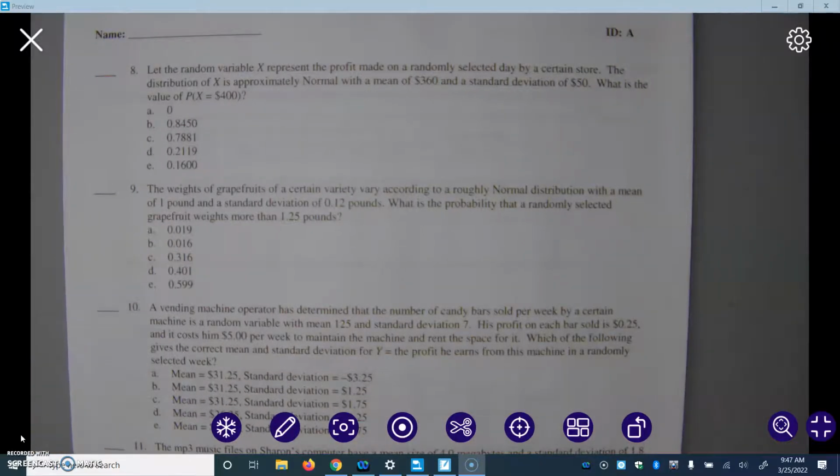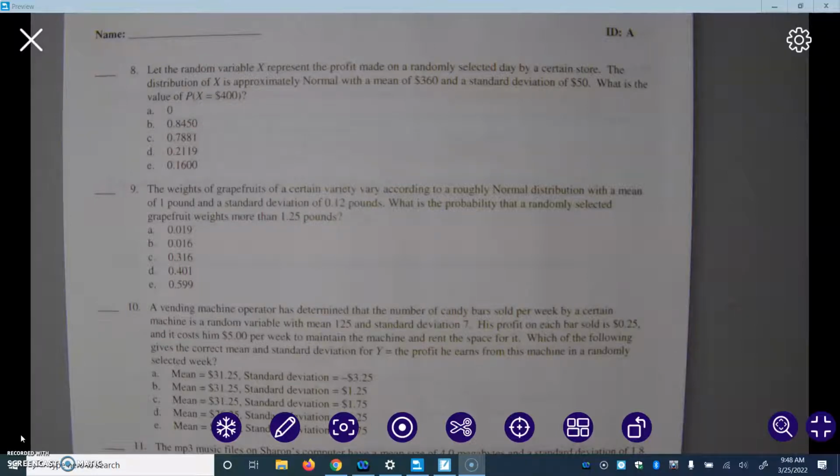Question 8. Let the random variable X represent the profit made on a randomly selected day by a certain store. The distribution of X is approximately normal with a mean of $360 and a standard deviation of $50. What is the value of P(X > $400)?